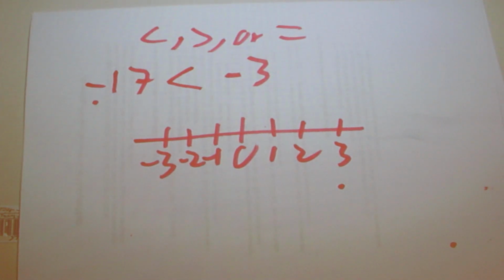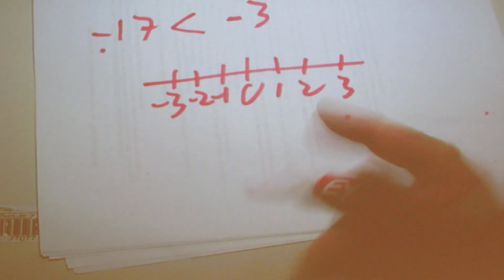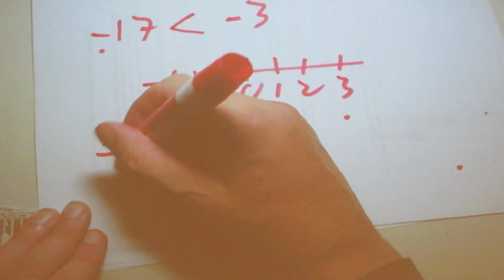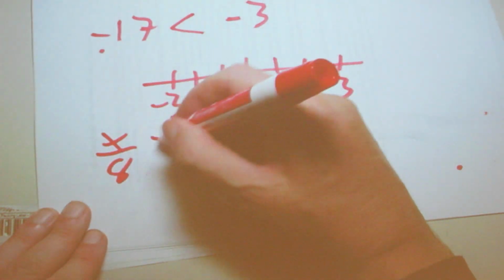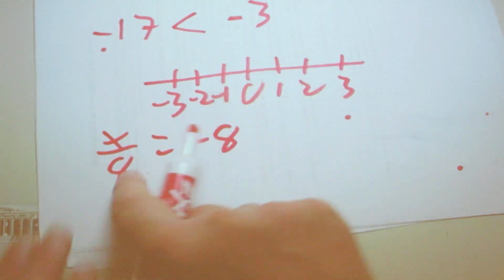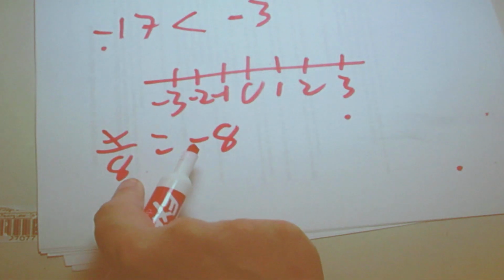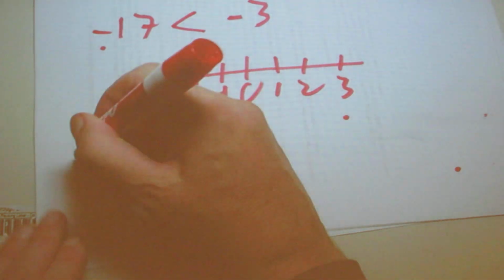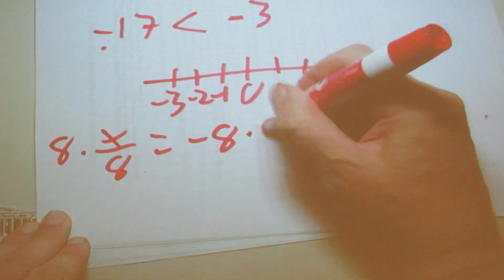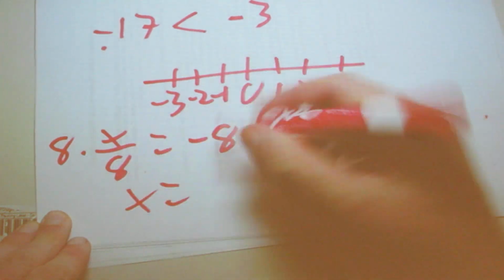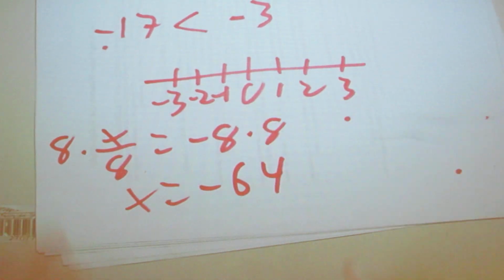The last one of the review is going to be something like x divided by 8 equals negative 8. Since we're dividing, we need to multiply. So we're going to multiply both sides by 8. x equals negative 64. So that's the end of the review for test 1.